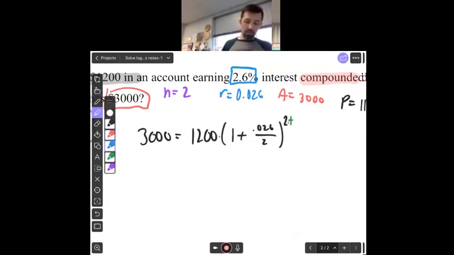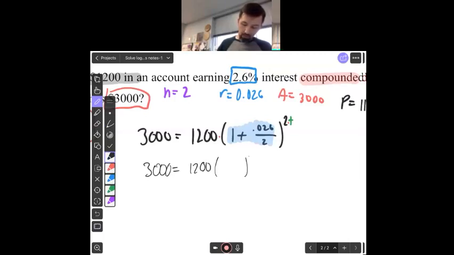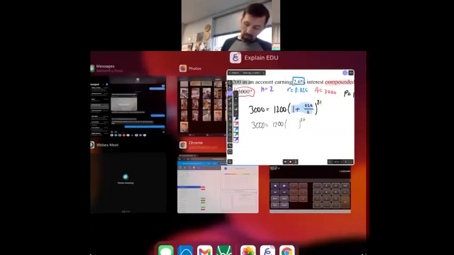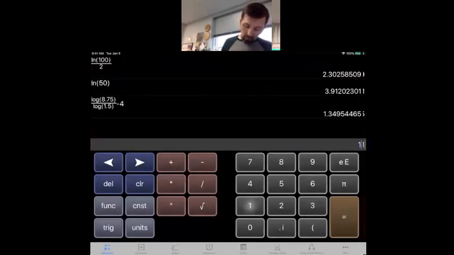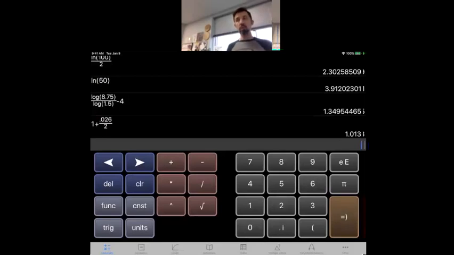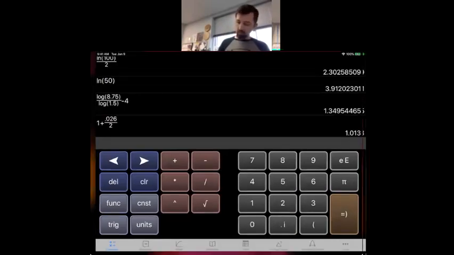So all this stuff inside of the parentheses, right? Think about PEMDAS will tell us to go inside the parentheses first. We need to deal with that right now. What is 1 plus 0.026 divided by 2? Okay? Nothing else is going to change yet. So 3,000 equals 1,200 times some number to the 2t. So 1 plus 0.026 divided by 2, 1.013. Do not round, do not round, do not round. Grab all those numbers. 1.013.